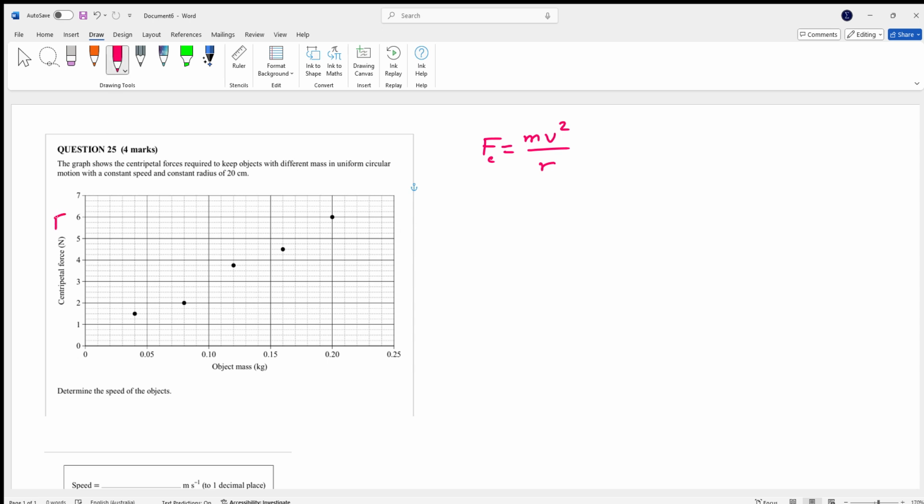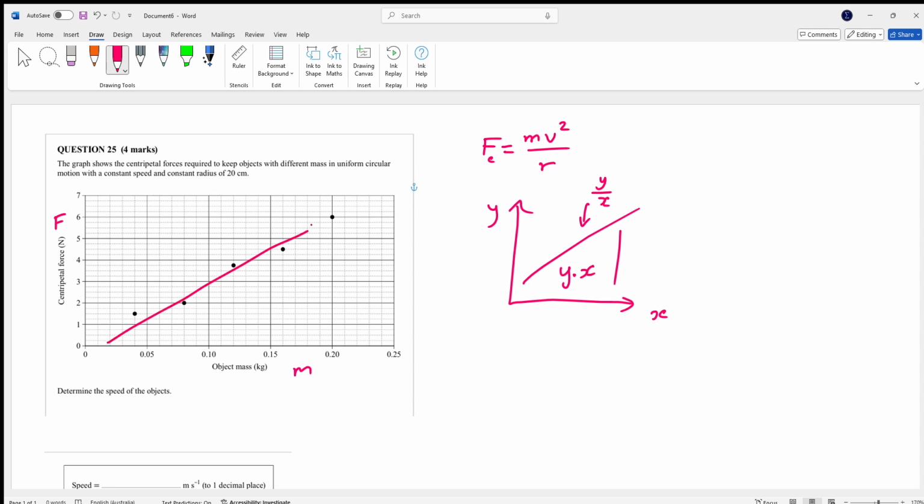So here we have force and we have mass. Determine the speeds of the object. So here's a little trick you can do with physics questions, and this doesn't just work with physics, it works everywhere. If it's a straight line and it's x and that's y, and x and y can be anything, the gradient is y divided by x, and the area under the curve is y times x. So here, the gradient of this line is force divided by mass, because it's the y value divided by, quote unquote, the x value. And force divided by mass is actually acceleration.